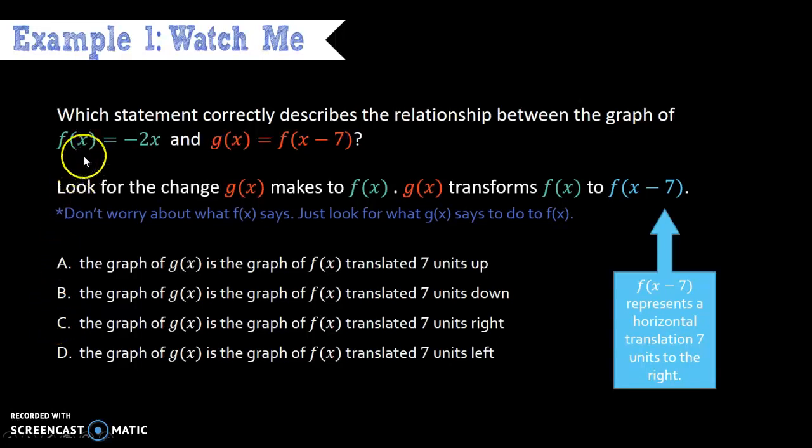So again, we ignored this f of x equals negative 2x. I don't care that it's negative 2x. It doesn't change what this question's asking me. It's asking me to describe what this right here where I'm pointing, what this transformation is. And so it's telling me to take my original function, whatever it is, we don't care that it's negative 2x, it could be anything, and we're going to be translating that 7 units to the right.